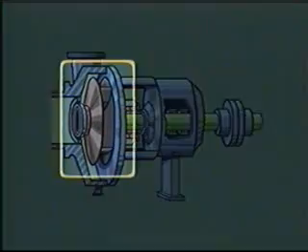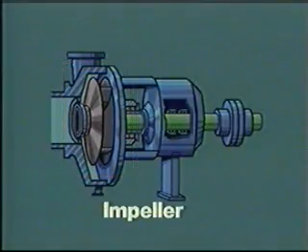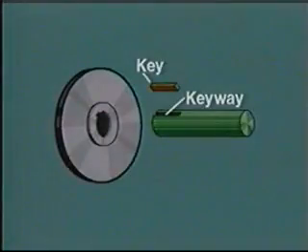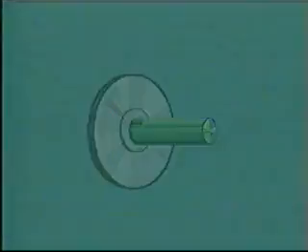This circular device is an impeller. The impeller fits snugly on the shaft and is usually pressed on. It can be held in place by several methods, but the most common is with a key and keyway. The impeller is the most critical part of a centrifugal pump. Why? Because its size and shape and the speed at which it turns determine pump capacity.